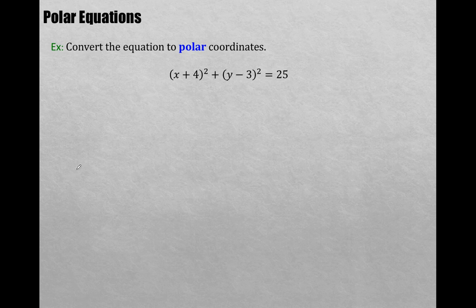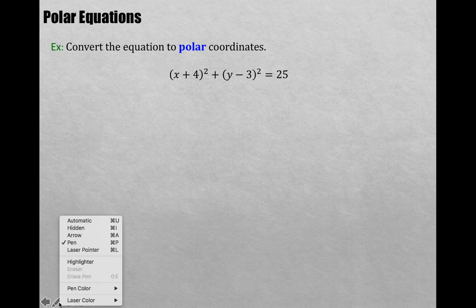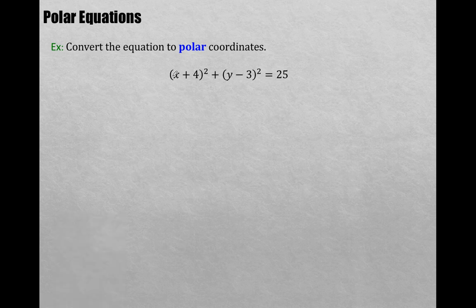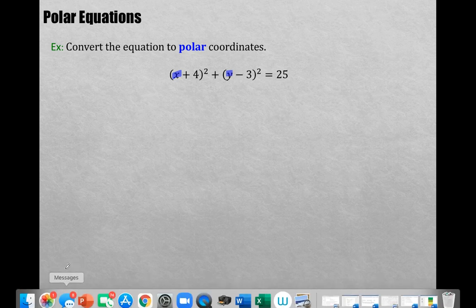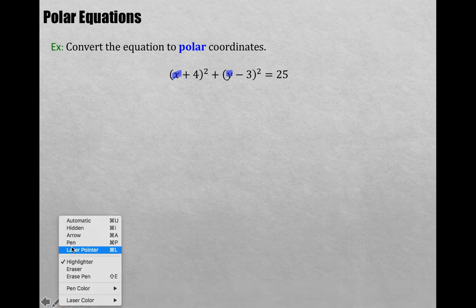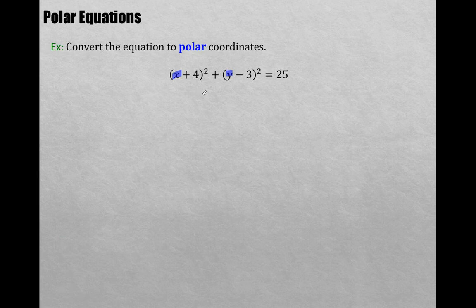Let's go the other way. Convert this equation to polars. So I'm in x and y, and I want to get to r and theta. So I'm in the graphing form. I hopefully from Algebra recognize what this is. This is a circle with a center at -4, 3 and a radius of 5.